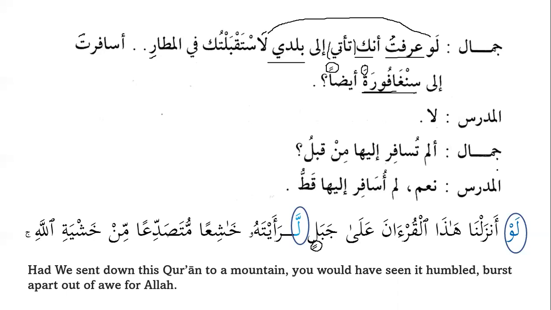Al-mudarrisu: La. No. Jamalun: Alam tusafir ilayha min qablu. Alam tusafir. So after lam, the verb will be majzoom. Ilayha, ha refers to Singapore. Min qablu. Now we can see here that qablu is mabni ala dhamma. Why? Because there is no mudaf ilayh after that. Didn't you travel to it before? Al-mudarrisu: Na'am. Lam usafir ilayha qattu. I never traveled to it before.